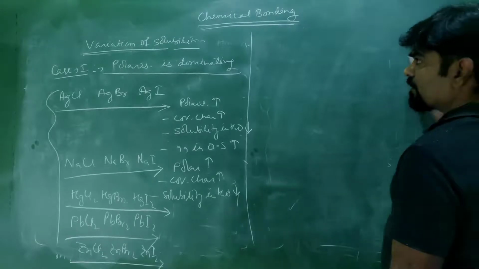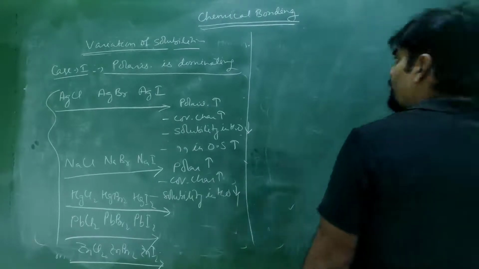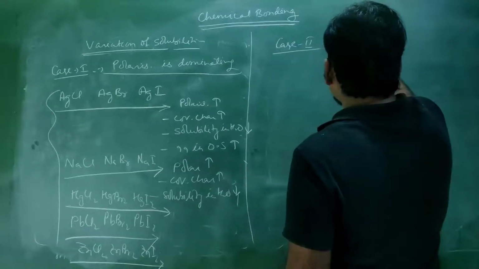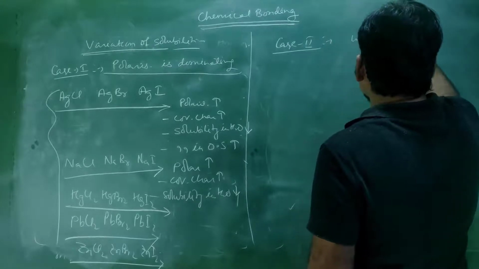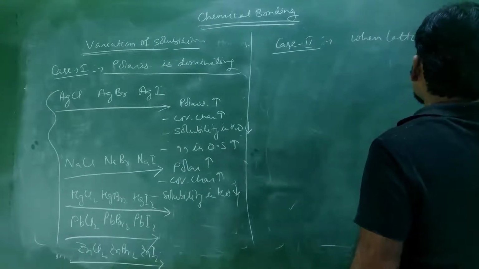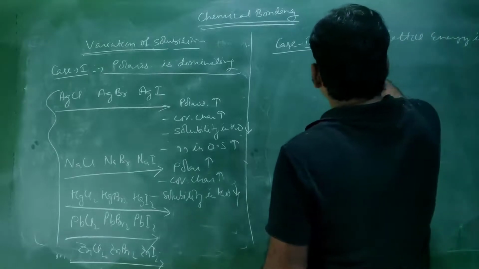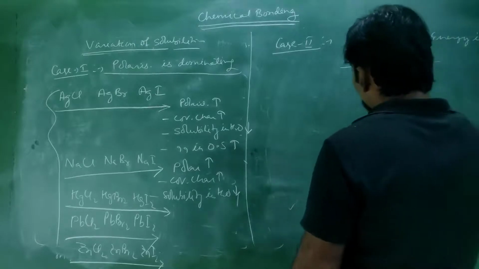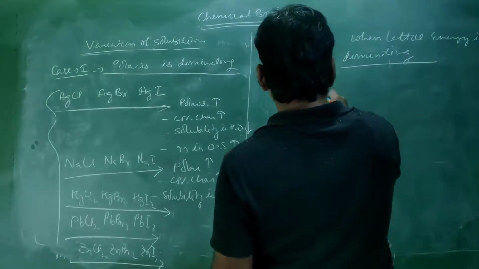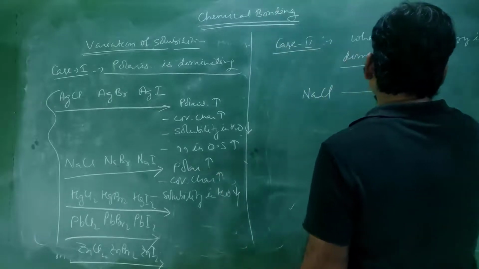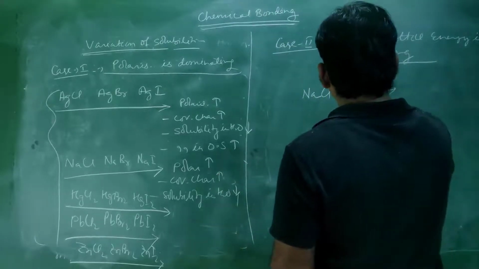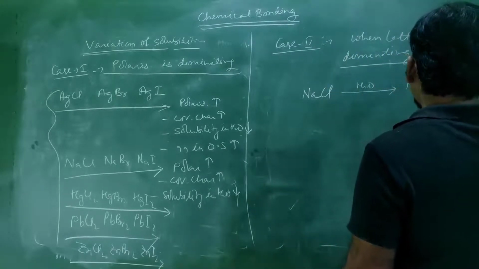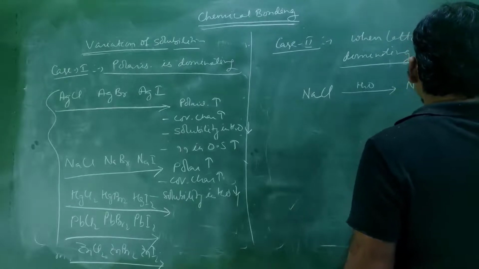Next is case 2, when lattice energy is dominating. When lattice energy is dominating, how can it be explained? Let's say we have NaCl. We add it in water. This becomes Na+ and Cl-, now aqueous.